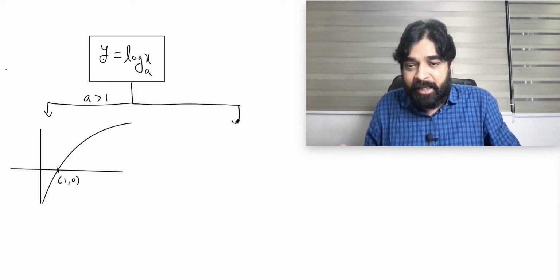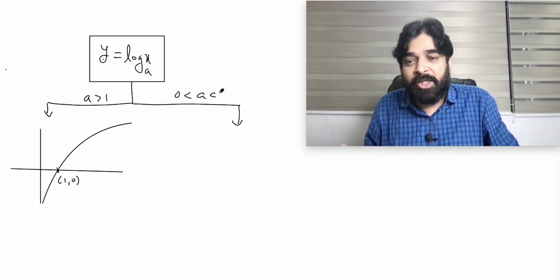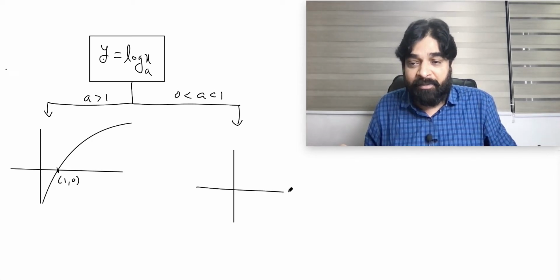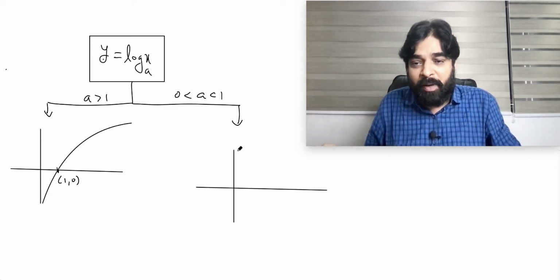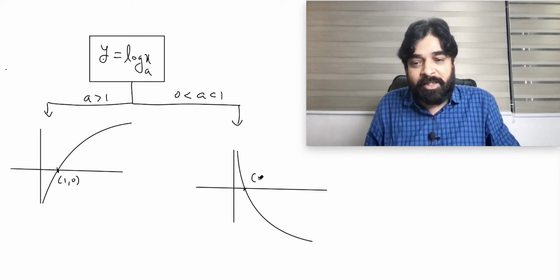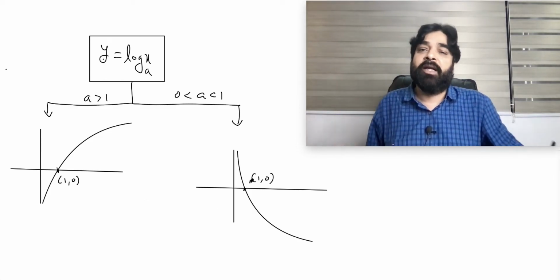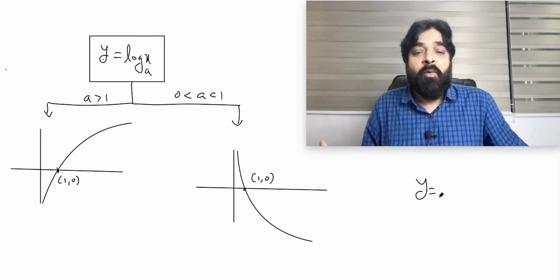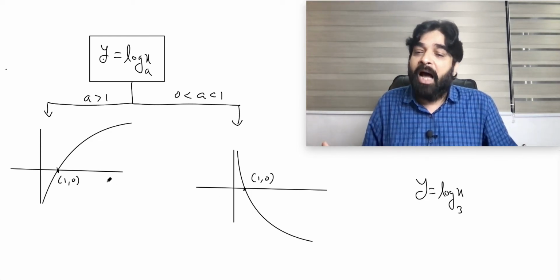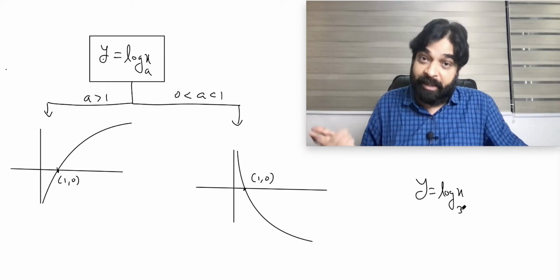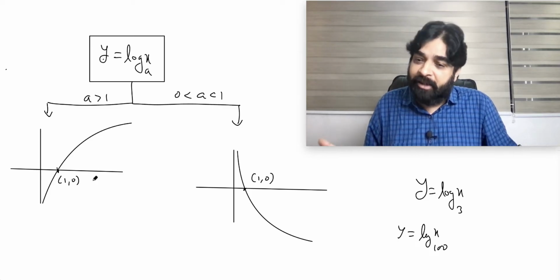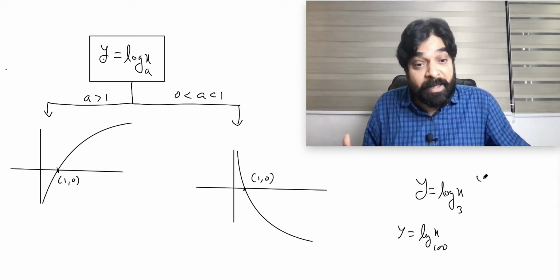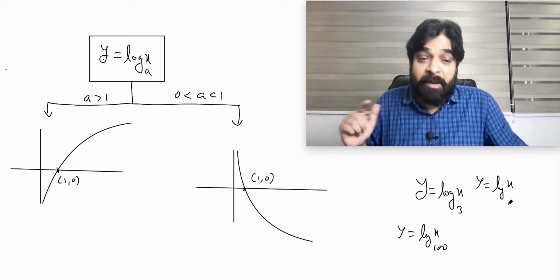Now, another possibility: if a lies between 0 and 1, the graph will be a decreasing graph. This is the increasing graph, and if a is between 0 and 1, the graph will be decreasing, something like this. Still this point is (1, 0). Only two possibilities of the graph are there. Suppose somebody asks, what is the graph of y equal to log x base 3? I will say this one, because the base is greater than 1. If I ask what is the graph of y equal to log x base 100, this one, because the base is greater than 1.